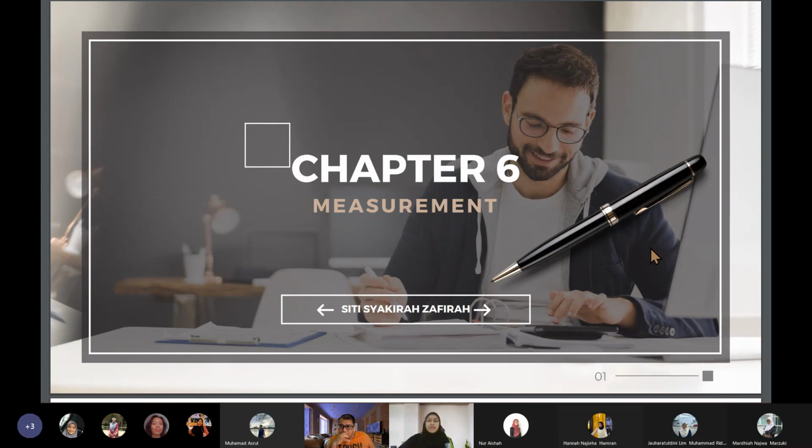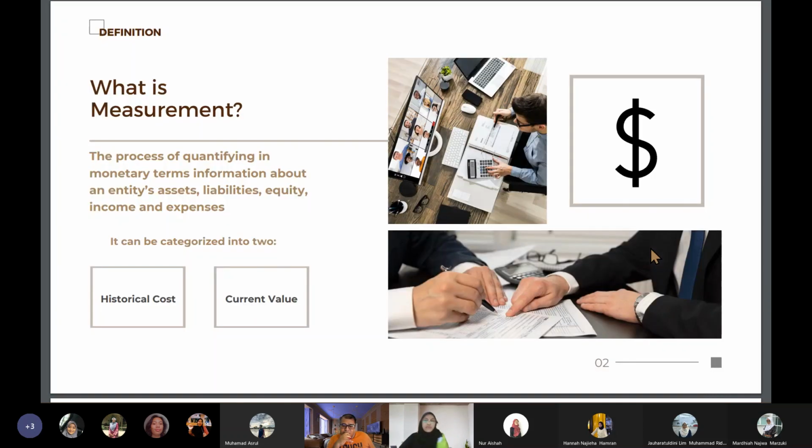Here comes my part. My part is chapter 6, measurement. First of all, what is measurement? Measurement is the process of quantifying in monetary terms information about an entity's assets, liabilities, equity, and income and expenses. It can be categorized into two: historical cost and current value.